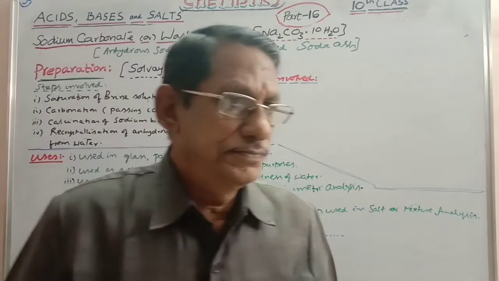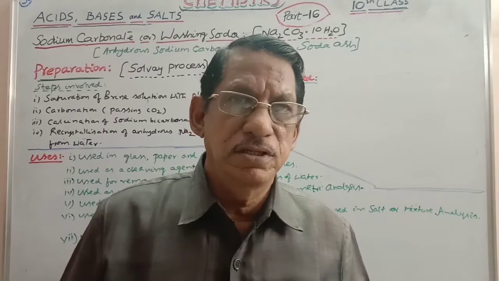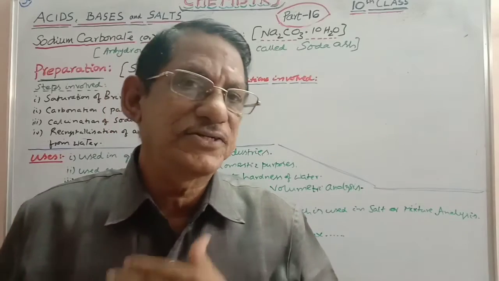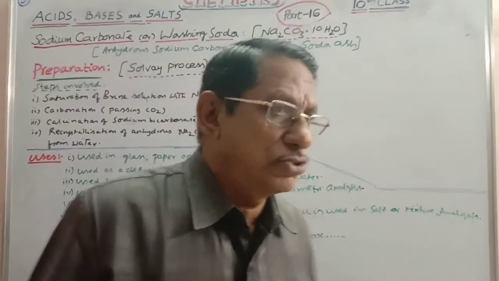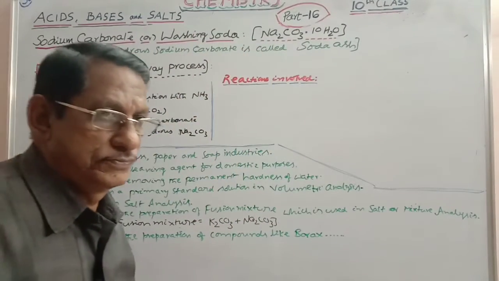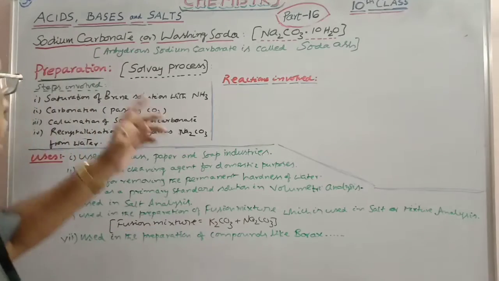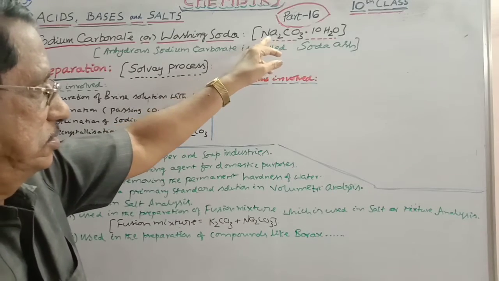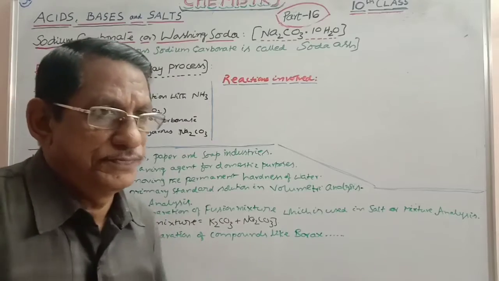Sodium carbonate formula is Na2CO3·10H2O. It is a hydrated salt, and it is otherwise called washing soda. For cleaning purposes, etc., it can be used. So, sodium carbonate is otherwise called washing soda. The formula associated with it is Na2CO3·10H2O, and that is why it is a hydrated salt.